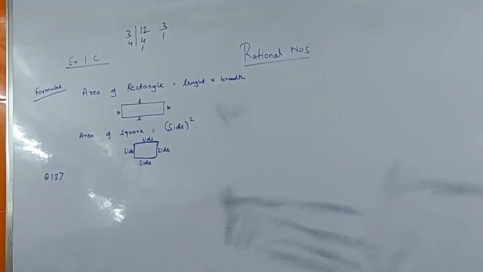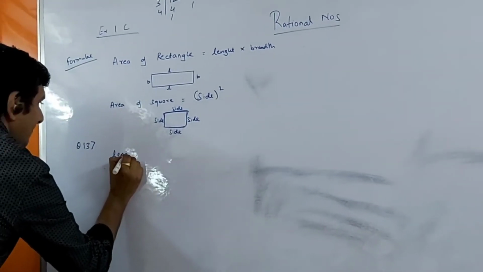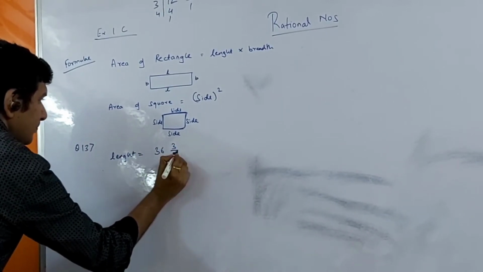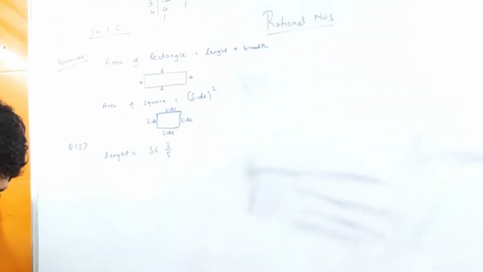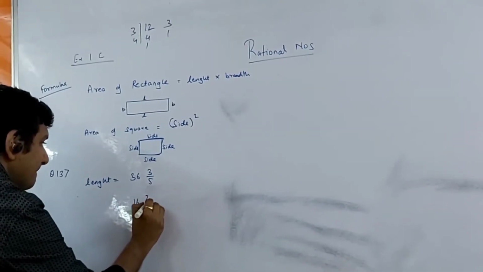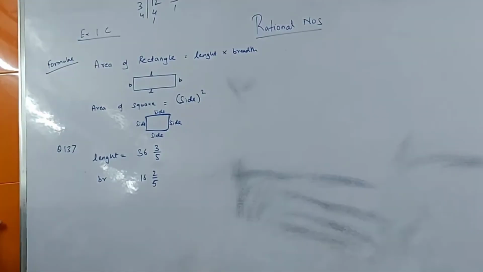Find the area of a rectangle whose length and breadth are available. 36 3 upon 5 is the length, and the breadth is 16 2 upon 5. The unit will be meters.